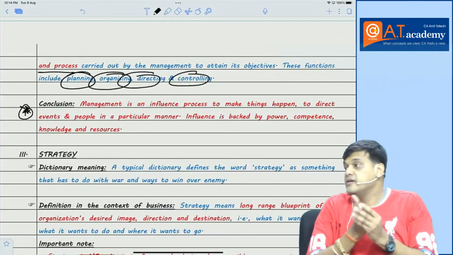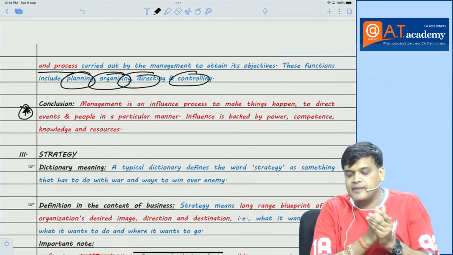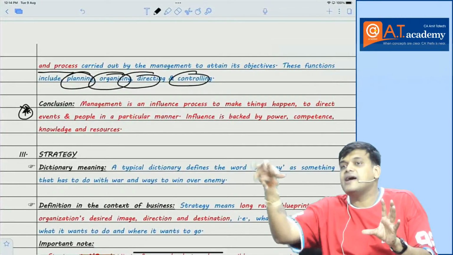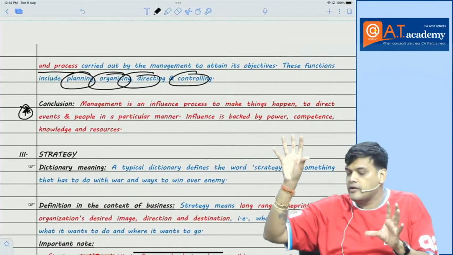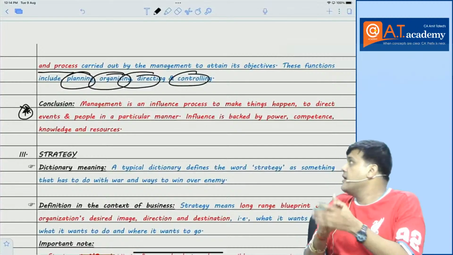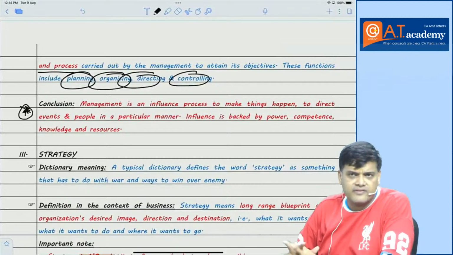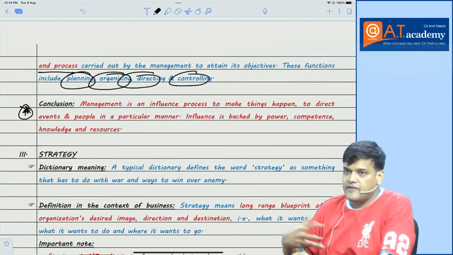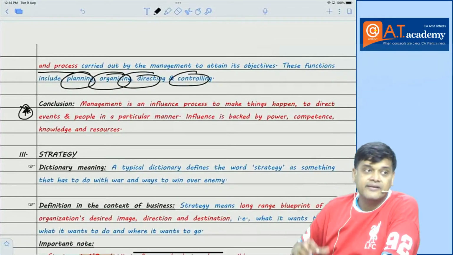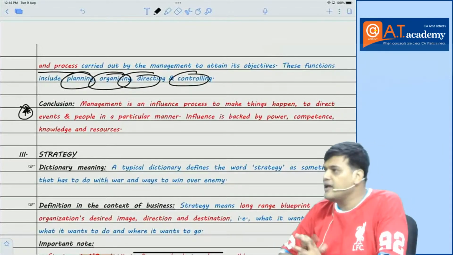Management is an influence process to make things happen, to direct events and people in a particular manner. That is, it is an influence process to make things happen, to give a direction and to make the resources go on. And influence is backed by power, competence, knowledge and resources. If I say I'm influencing you, I'm influencing you to do the process. I have power, knowledge, competence and resources. Then only I'm telling you to do this.